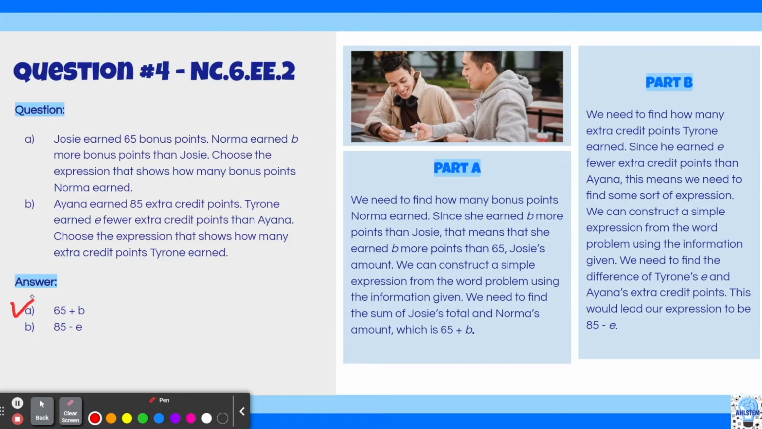Now for part B. Ayana earned 85 extra credit points. Once again, we found our constant, 85. And Tyrone earned E fewer. So E is going to be our variable. Fewer means what? A minus sign, right? He earned E fewer. So it's going to be 85 minus E, because it's E fewer than 85. And that's what we got here.